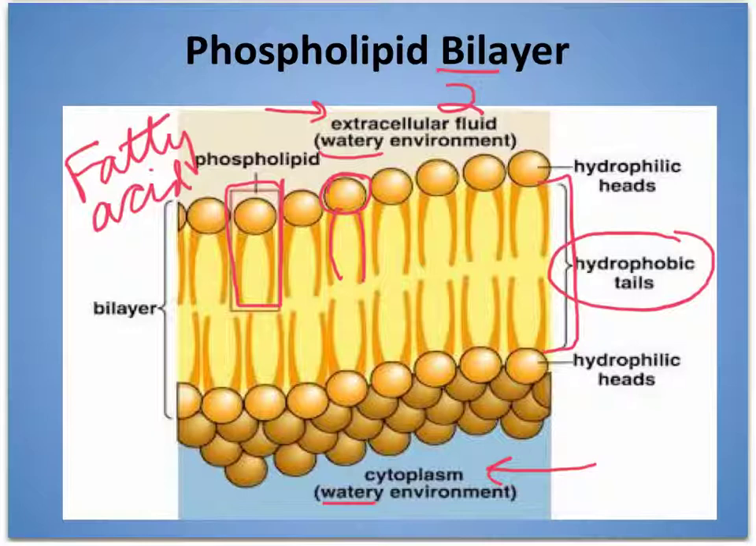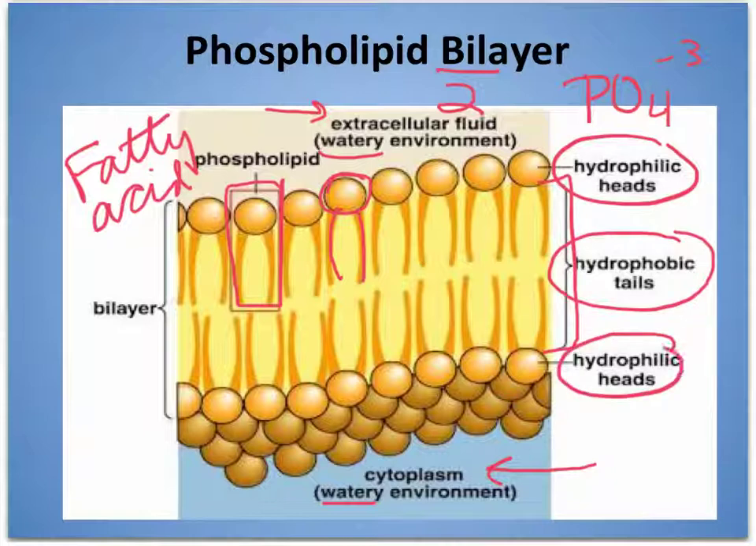The heads of the cell membrane, though, the heads of the phospholipids, are made up of phosphate, and phosphate is an ion, and ions are hydrophilic. Right? So on our phospholipid bilayer, we have hydrophilic heads, one on each layer, and then we have hydrophobic tails.